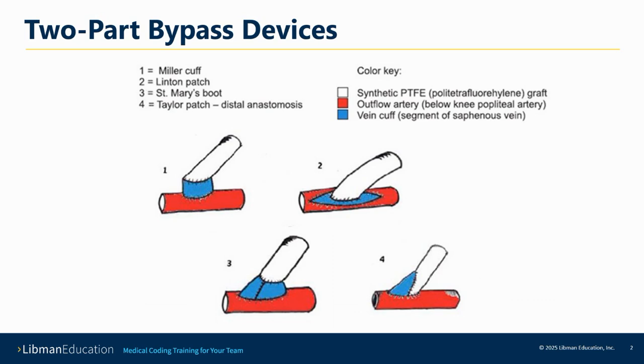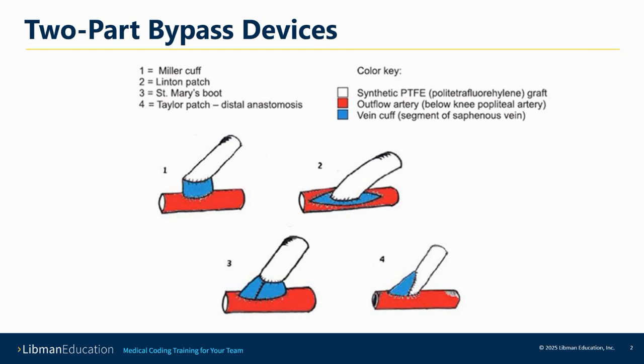Let's look at some images of common two-part bypasses from the Romanian Journal of Cardiology. They do have some spelling differences in Romania, but the images were too good to pass up. I've seen the first three of these in the documentation. Those are the Miller's, the Linton, and the St.